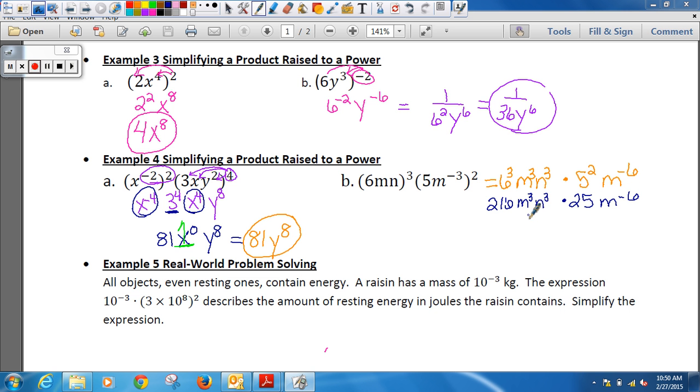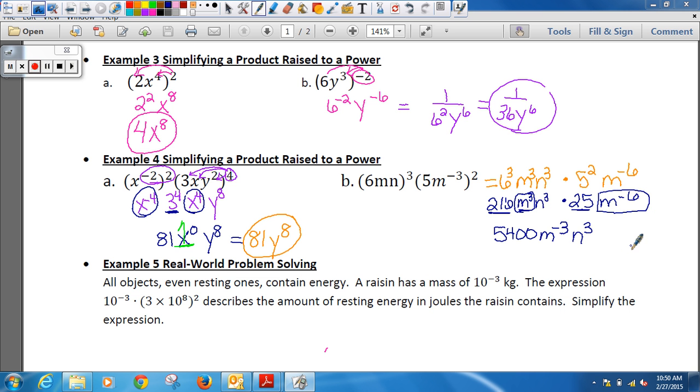Now I'm going to combine everything that's alike. So I'm going to multiply my coefficients. 216 times 25 gives me 5,400. M cubed has the same base as m to the negative 6. So I keep the base, add my exponents, so it gives me m to the negative 3rd. N cubed does not have anything else like it, so I leave it as n cubed.